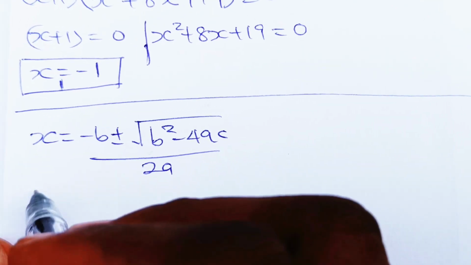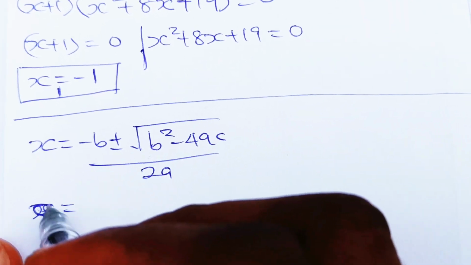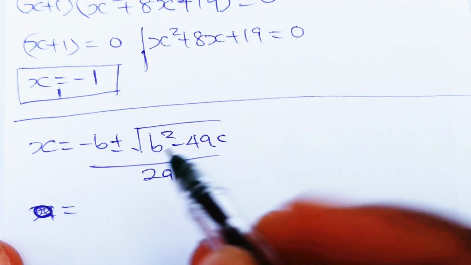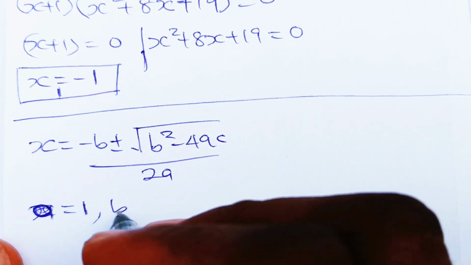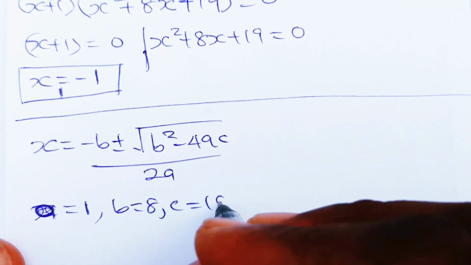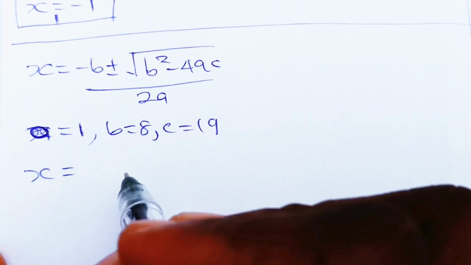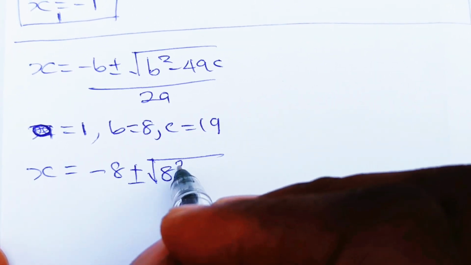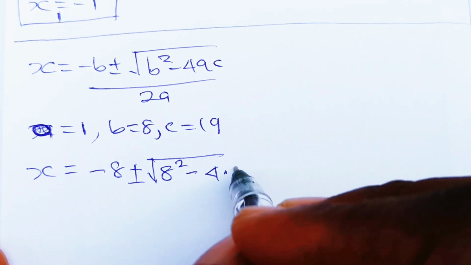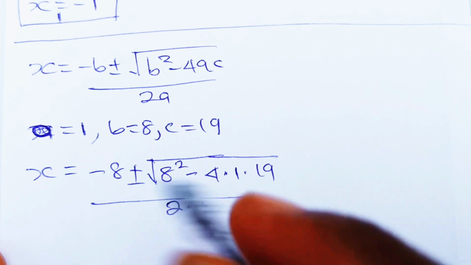Okay, now let's just go for our a first. Our a is equal to 1. Okay, coefficient of x squared. Our b is 8 and our c is 19. So that means that x is equal to minus 8 plus or minus square root of b squared minus 4 multiplied by 1 multiplied by 19, everything divided by 2 multiplied by 1.